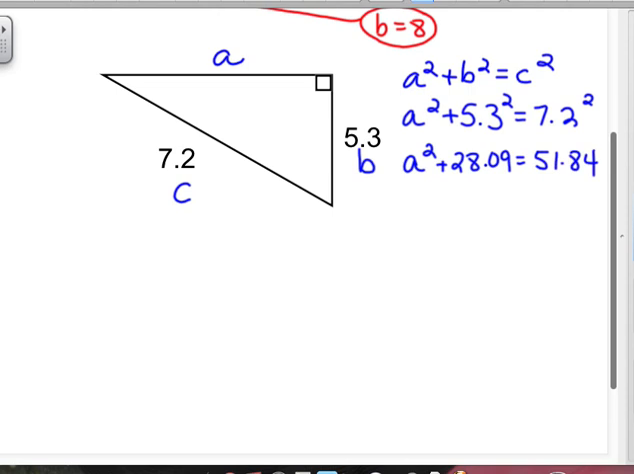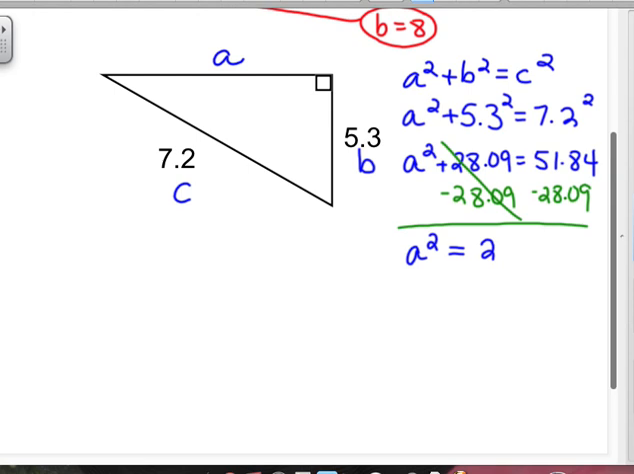When you try to solve for A, you got to get that 28.09 over to the other side. Come on. You know what to do. Subtract that from both sides. It goes away there. I'm left with my A squared that I'm still trying to find. 51.84 minus 28.09 leaves you with 23.75. So whatever A is to the second power equals 23.75.